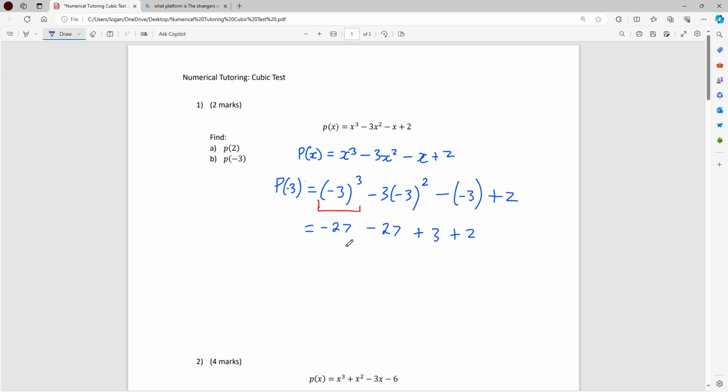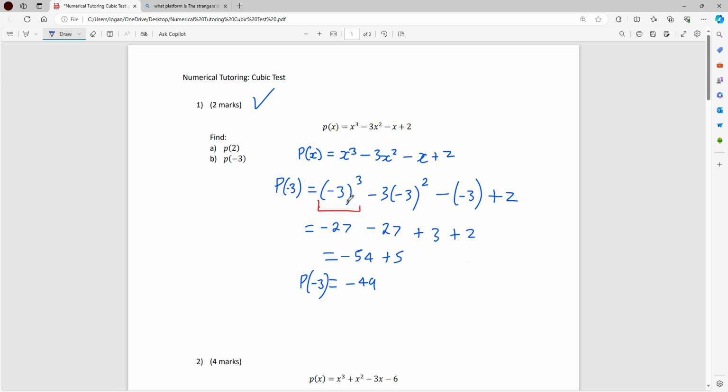So here we have negative 27 minus 27 plus 3 and then plus 2. What we can do is add the 27s together, so this is going to be negative 54 at the front plus 5. This gives you negative 49 for P of negative 3, and that's it. If you do that, you'll get your 2 marks.